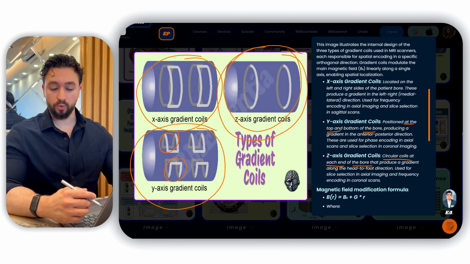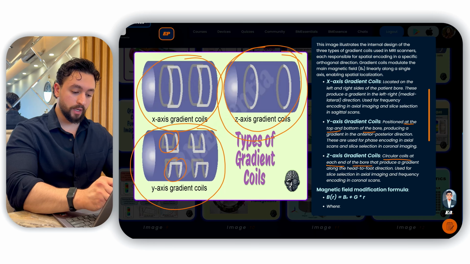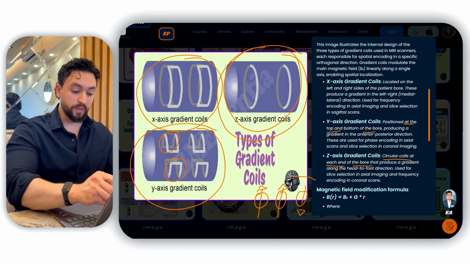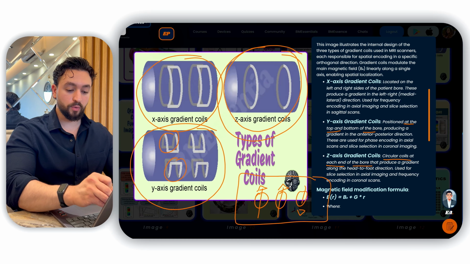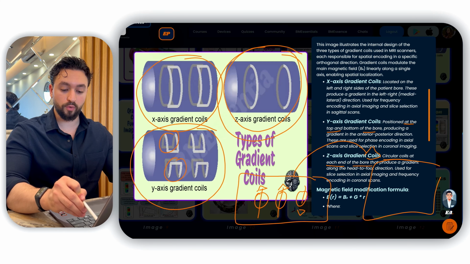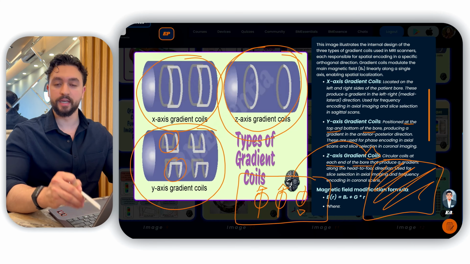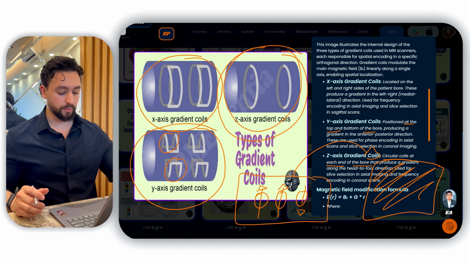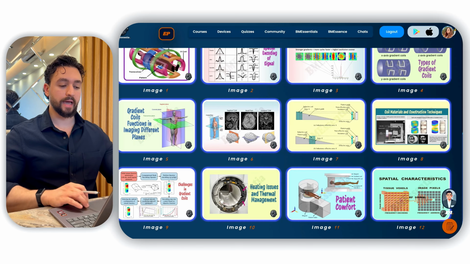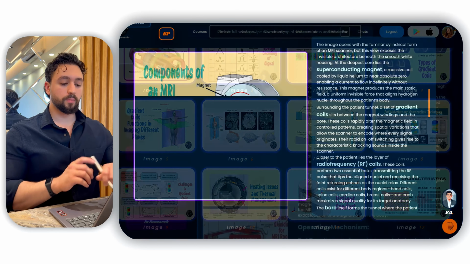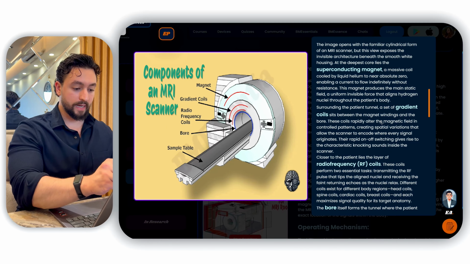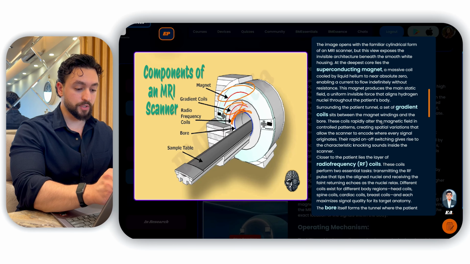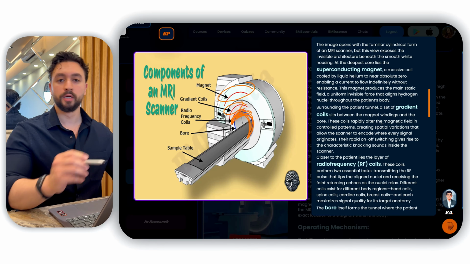Without the gradient coils, we won't be able to know the exact location of every single proton spin within the area that we're imaging in order for us to be able to translate it over and create a perfect image of that specific part or of the entirety of the human body when using the MRI machine. So now, moving back into the components, we had the superconducting magnet, the gradient coils, and then the radio frequency coils, which are the closest to the patient.